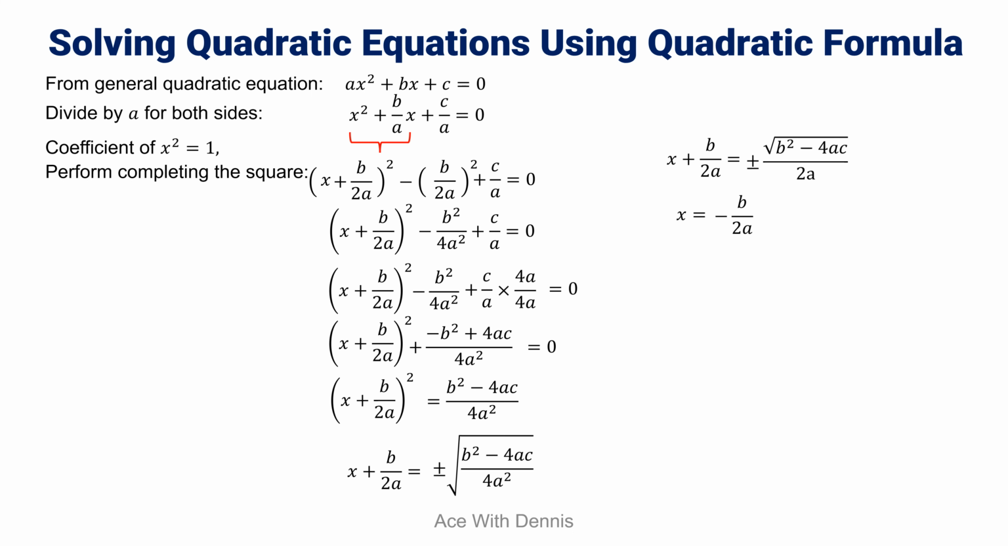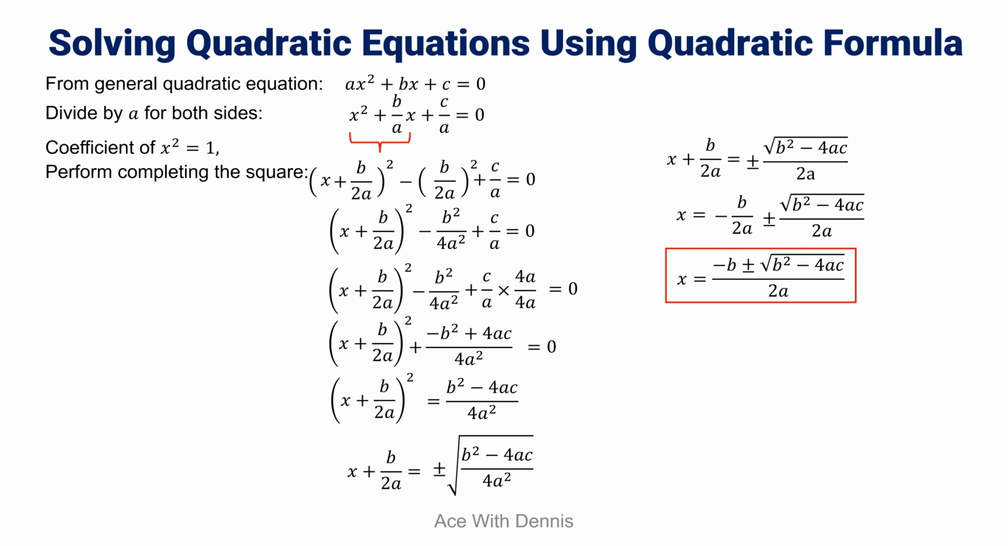And make x the subject, we'll have negative b over 2a plus minus square root of b squared minus 4ac over 2a. So since these two fractions have the same denominator, we can combine them into one fraction. So x equals negative b plus minus square root of b squared minus 4ac over 2a. Hence, this is how we get the quadratic formula that we can use to solve quadratic equations.